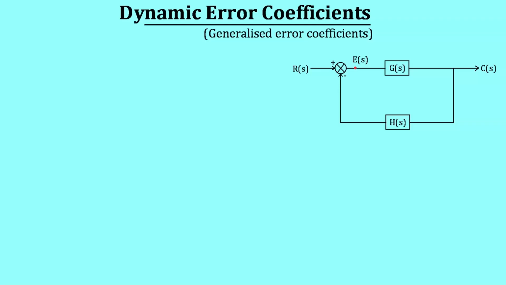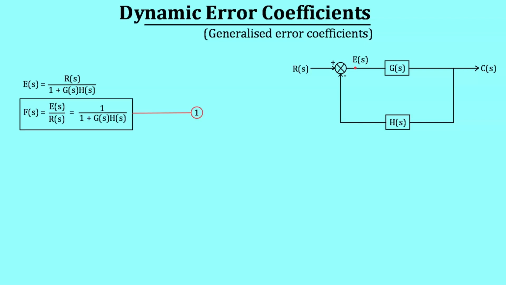Since dynamic error coefficients are defined for a general system, there is no need to consider unity feedback systems in particular. We can take a general system having feedback function H(s). For this block diagram, we will have the error function E(s) equal to the Laplace transform of input signal R(s) divided by 1 plus the Laplace transform of feedforward function G(s) multiplied by the Laplace transform of feedback function H(s). Let us define another function F(s) equal to error function E(s) divided by input signal Laplace transform R(s). Let this be equation 1.